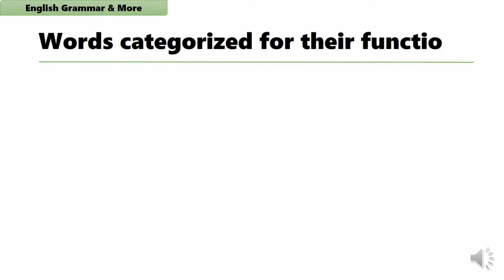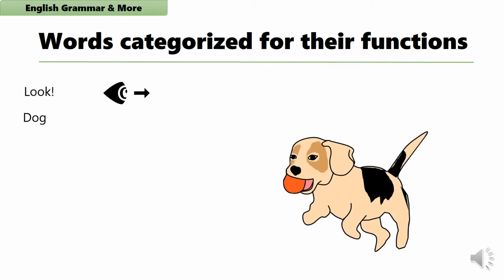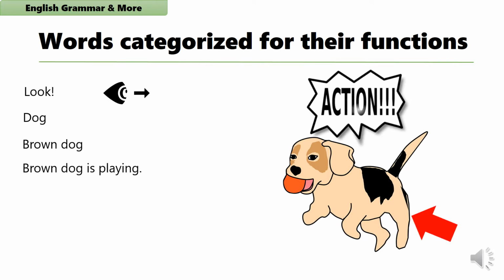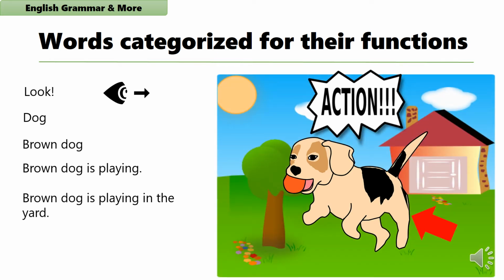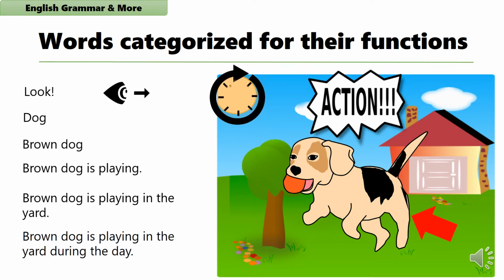Let us see these in examples. Look, here I'm giving a direction. Dog, here I'm talking about an object. Brown dog, here I'm describing the object. Brown dog is playing, here I'm talking about action. Brown dog is playing in the yard, here I'm talking about location. Brown dog is playing in the yard during the day, here I'm talking about time.